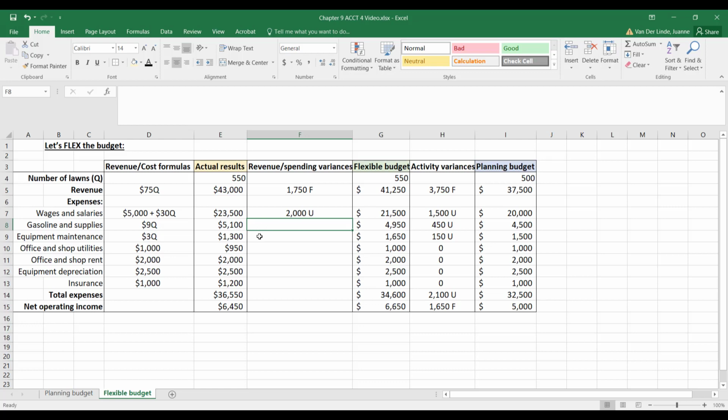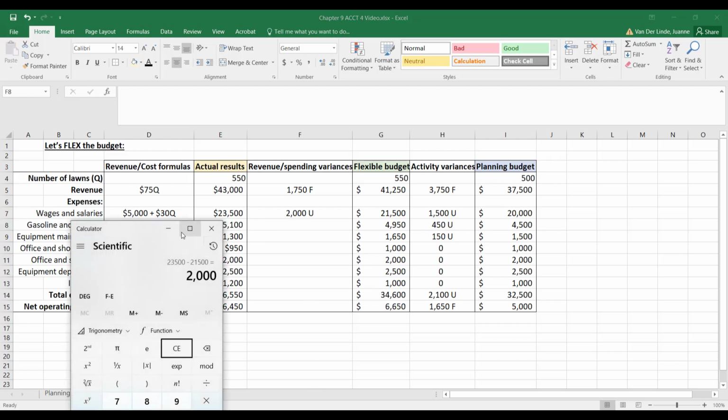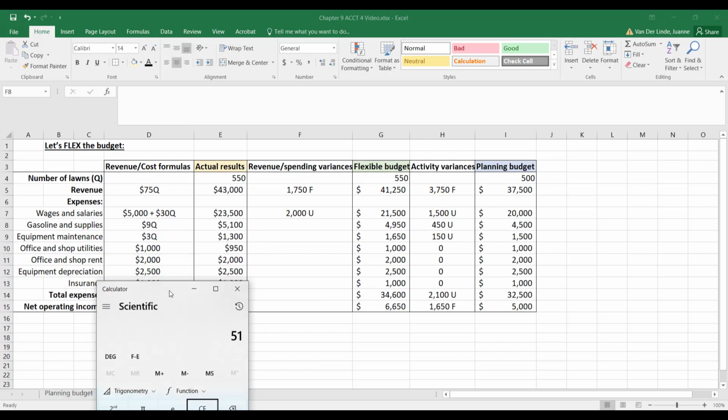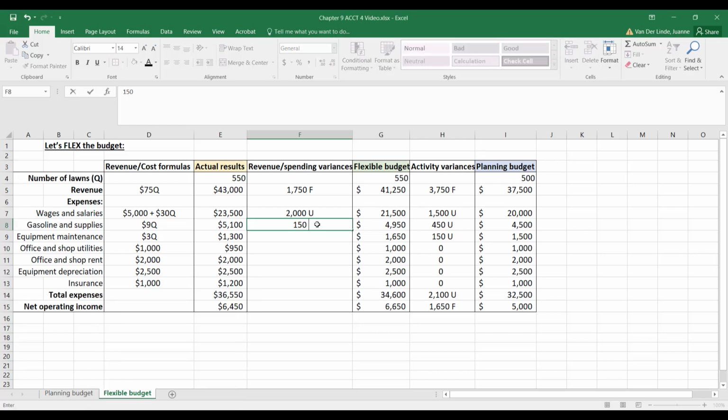Now let's compare our gasoline and supplies. Well, in actuality, we spent $5,100 on gasoline and supplies. How much should we have spent? Well, we should have only spent $4,950, so what's that spending variance there? We spent $150 more than what we should have. And if you spend more than what you should have, that is an unfavorable variance.